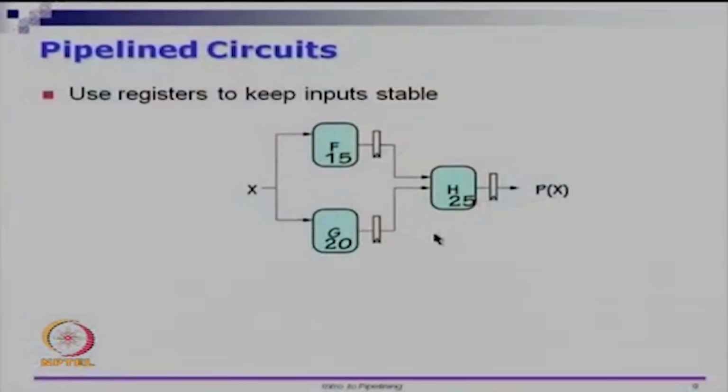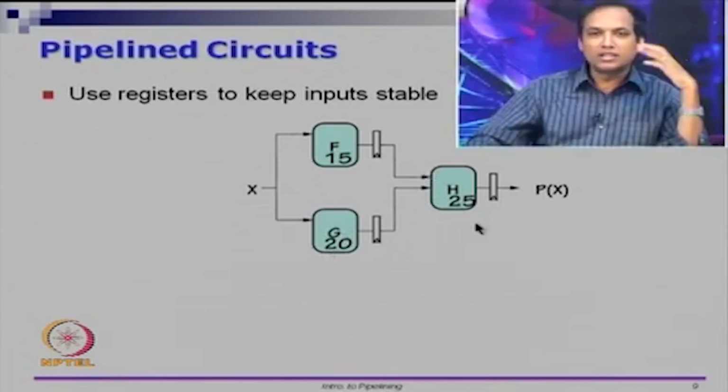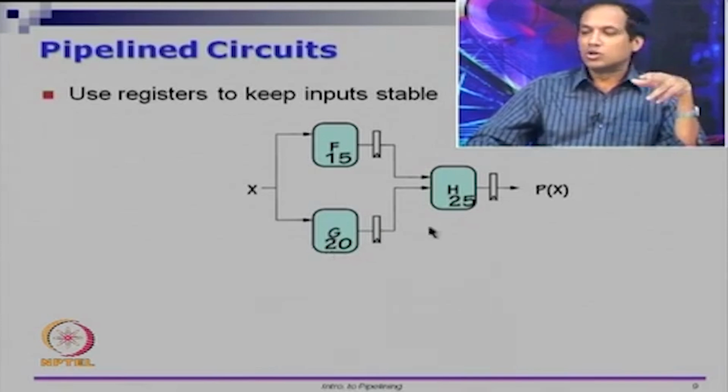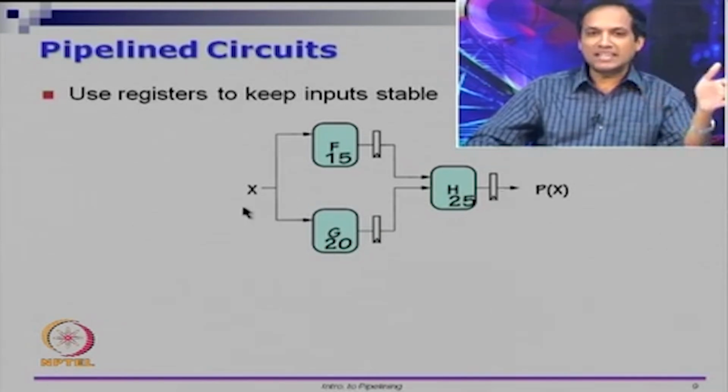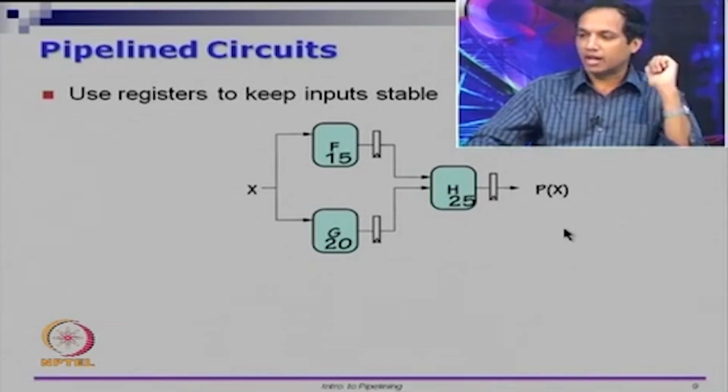In this example, we are assuming that F takes 15 units of time, G takes 20 units of time, and H takes 25 units of time. In the non-pipelined version, H will have to wait for whichever is delayed, F or G. So it is 20 time units that G takes plus 25 time units that H takes. You have to wait for 45 time units. The TPD in the combinational setup is 45 time units.